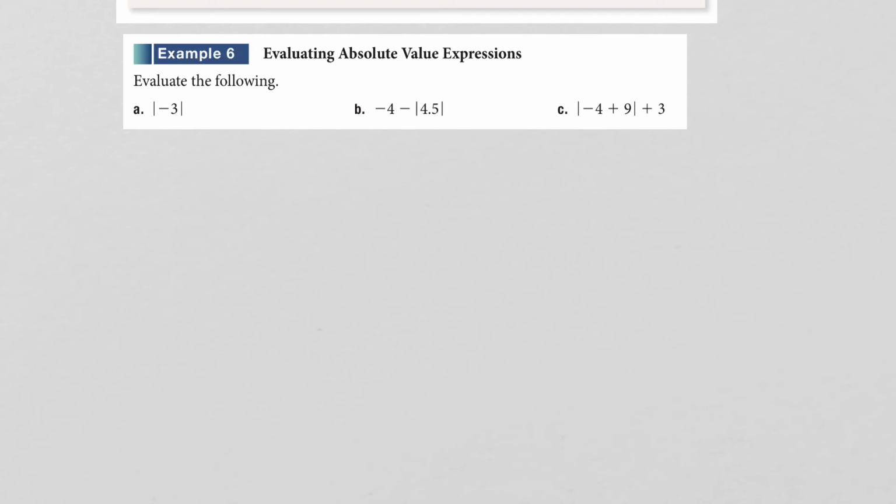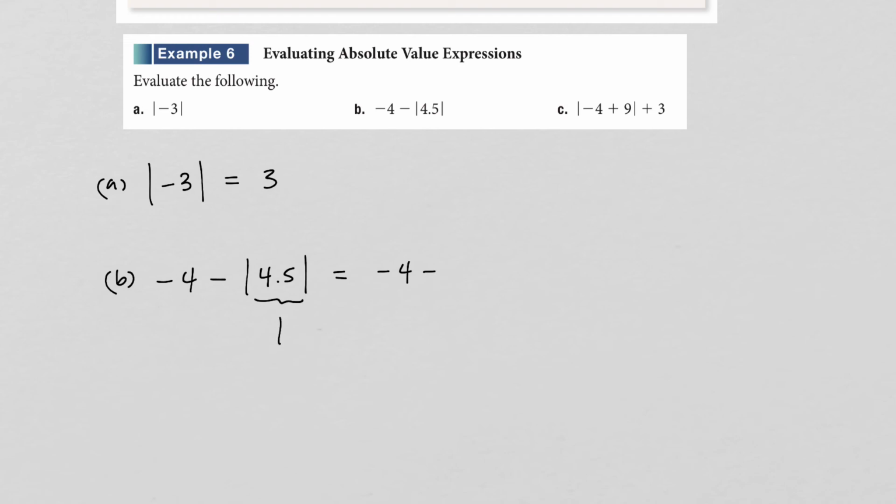So in the first example, we have the absolute value of negative 3. Well, this is just going to be equal to 3, right? Not much to explain there, I don't think. And the second one, we have negative 4 minus the absolute value of 4.5. So you need to work out the absolute value first. So this is negative 4 minus 4.5. So we have negative 4 minus 4.5. This is negative 8.5.